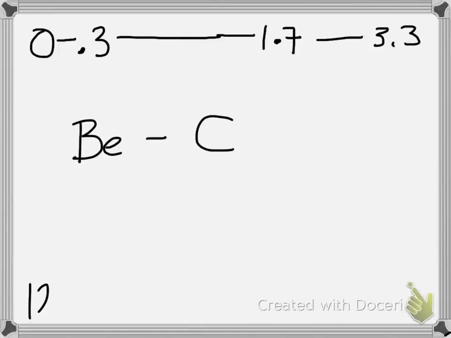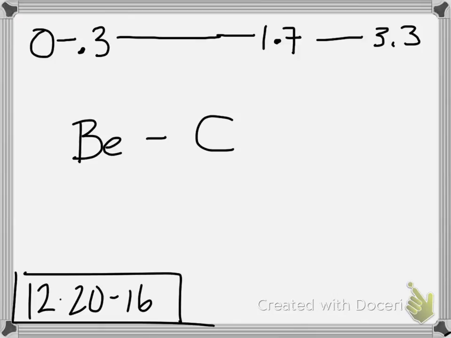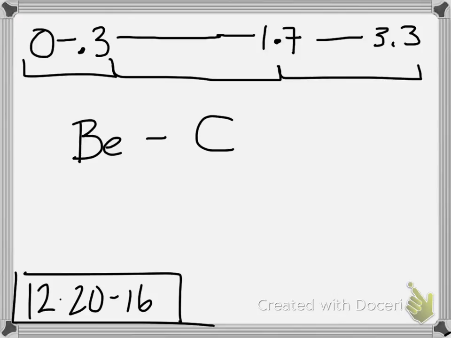All right, so today is 12/20/16, and we're talking bonding. So we've got our handy little chart up here. 0 to 0.3 is what we said? This is nonpolar covalent, and these are, of course, differences in electronegativity. 0.3 to 1.7 is polar covalent, and 1.7 to 3.3 is ionic.